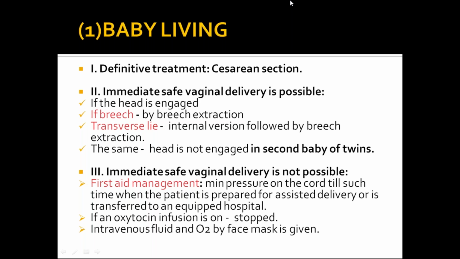If you deliver the baby within 30 minutes, you can save the baby. If immediate delivery is possible and the head is engaged, you can deliver. If it is a breech, deliver by breech extraction. If a transverse lie is there, you can do internal version followed by breech extraction. If the head is engaged and fully dilated, we can cut short the second stage of labor and immediately deliver by forceps or ventouse. Okay? If immediate safe vaginal delivery is not possible, what are the things we have to do?